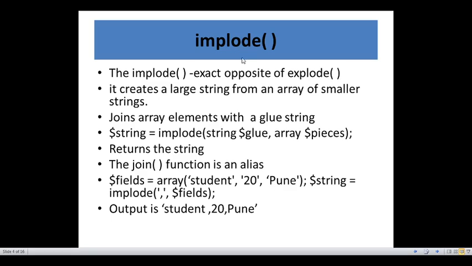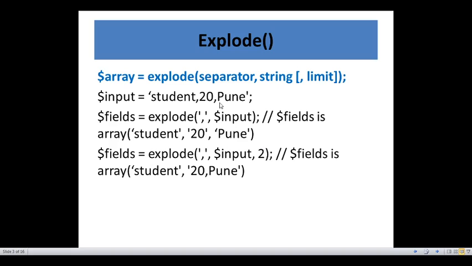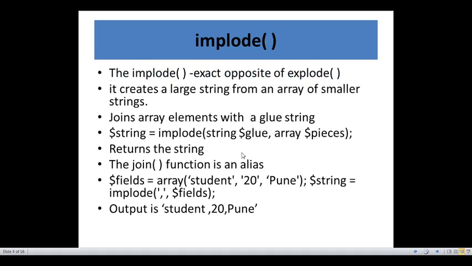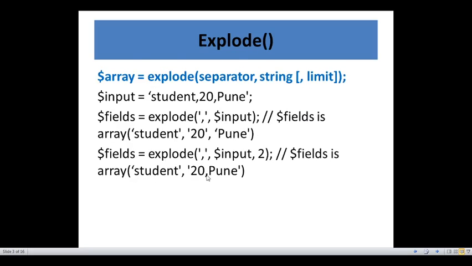Our next function is implode. Actually, it is not for decomposing a string. It is the opposite of explode. What is the use of explode? Explode divides your string into smaller elements, into array elements. And this implode function creates a large string from an array of smaller strings. Here we are using this array, and we will make one large string from this array.